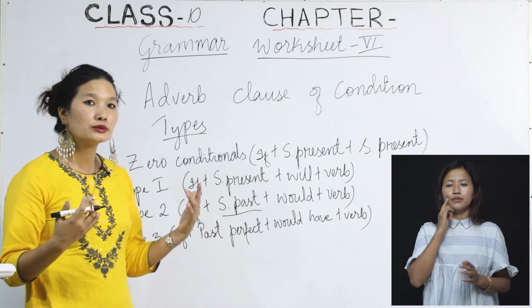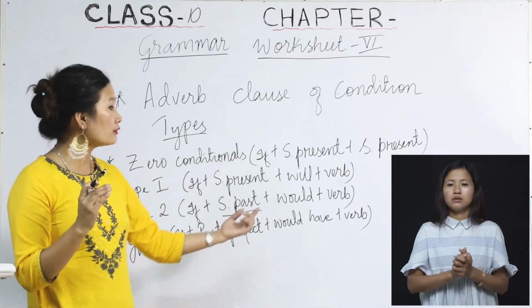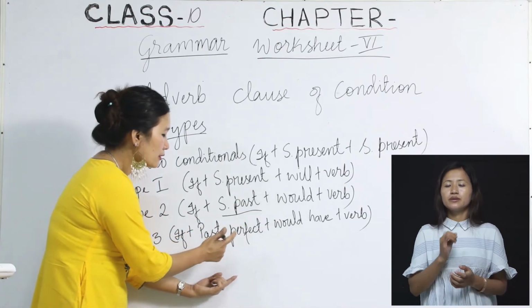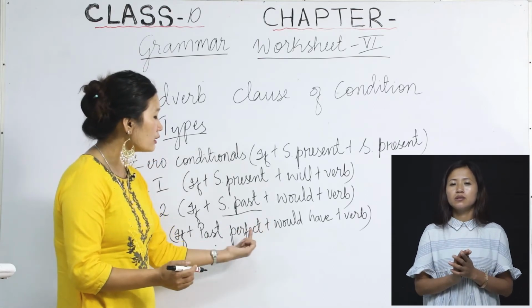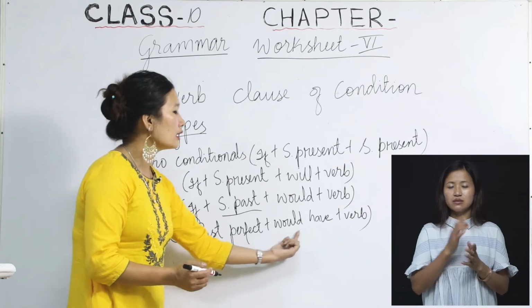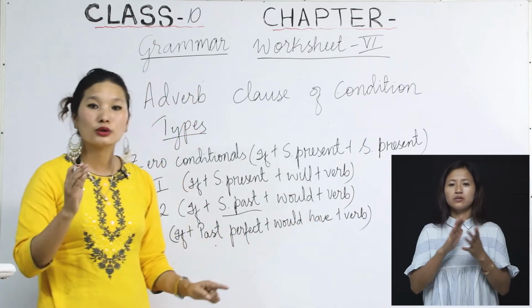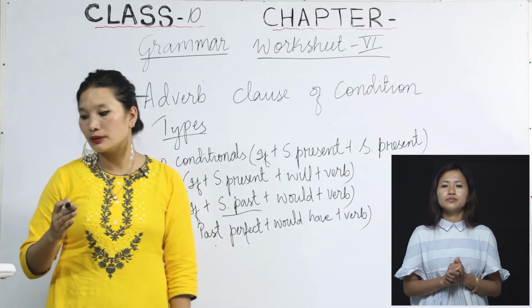If I had got up early, I would have caught the bus. Remember, look at this. If I had, the past perfect comes here, plus would have. If I had got up early, I would have, so would have has come into our sentence here. I would have caught the bus. Would have plus caught. Caught is the verb, right?